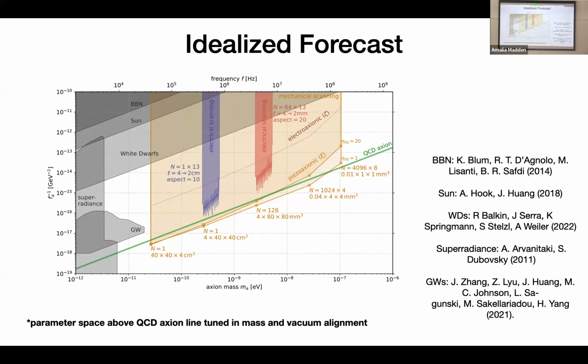No, don't need to apologize. It's just that anywhere above this green line, the model is technically unnatural. Because if you went down to the QCD line, the parameters just follow the QCD line. And I'm going to tell you what those parameters are now.